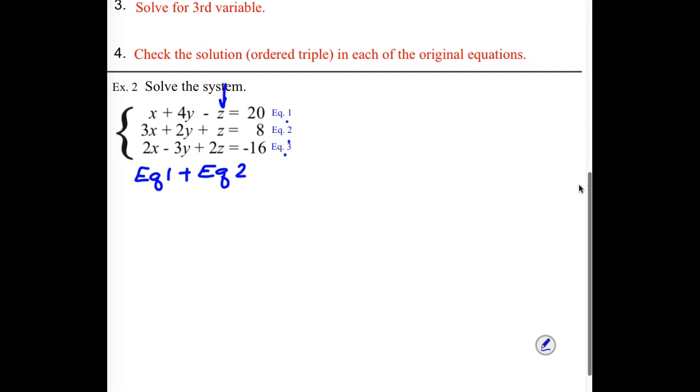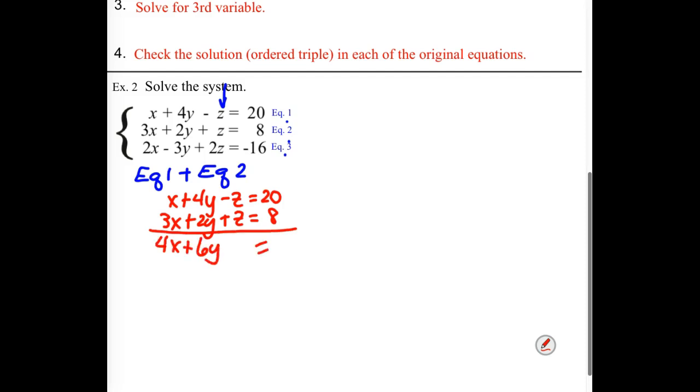All right, so my equations are x plus 4y minus z equals 20, and 3x plus 2y plus z equals 8. I'm going to combine those two equations. And when I add them together, my z's go away. I end up with 4x plus 6y equals 28. I'm going to circle that because I'm going to need that equation in a few minutes.